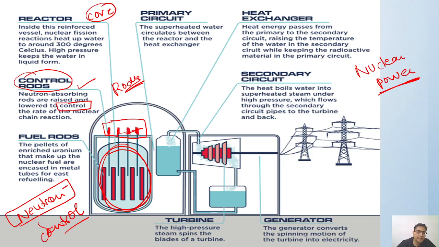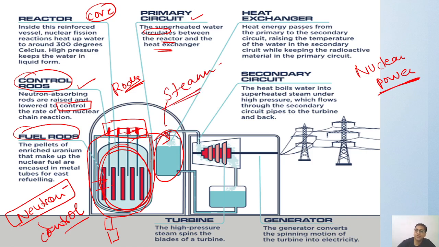And these are called fuel rods. I told you the pellets are there, right? These pellets are arranged in these red color rods. Then this is the primary circuit. There is superheated water that circulates between the reactor and a heat exchanger. You can see here we have water that keeps on circulating in a very superheated form. This superheated water reacts with the heat exchanger over here, and this water reacts with the heat and converts into steam.